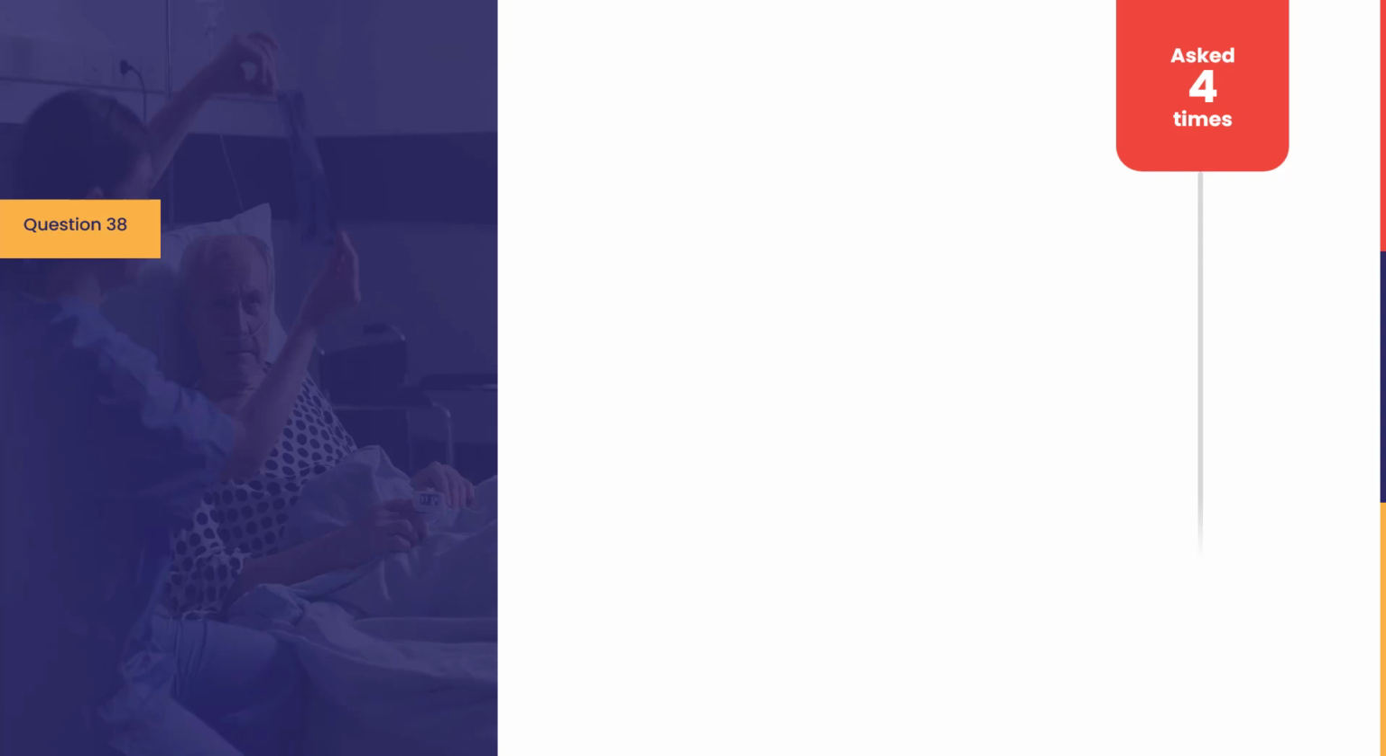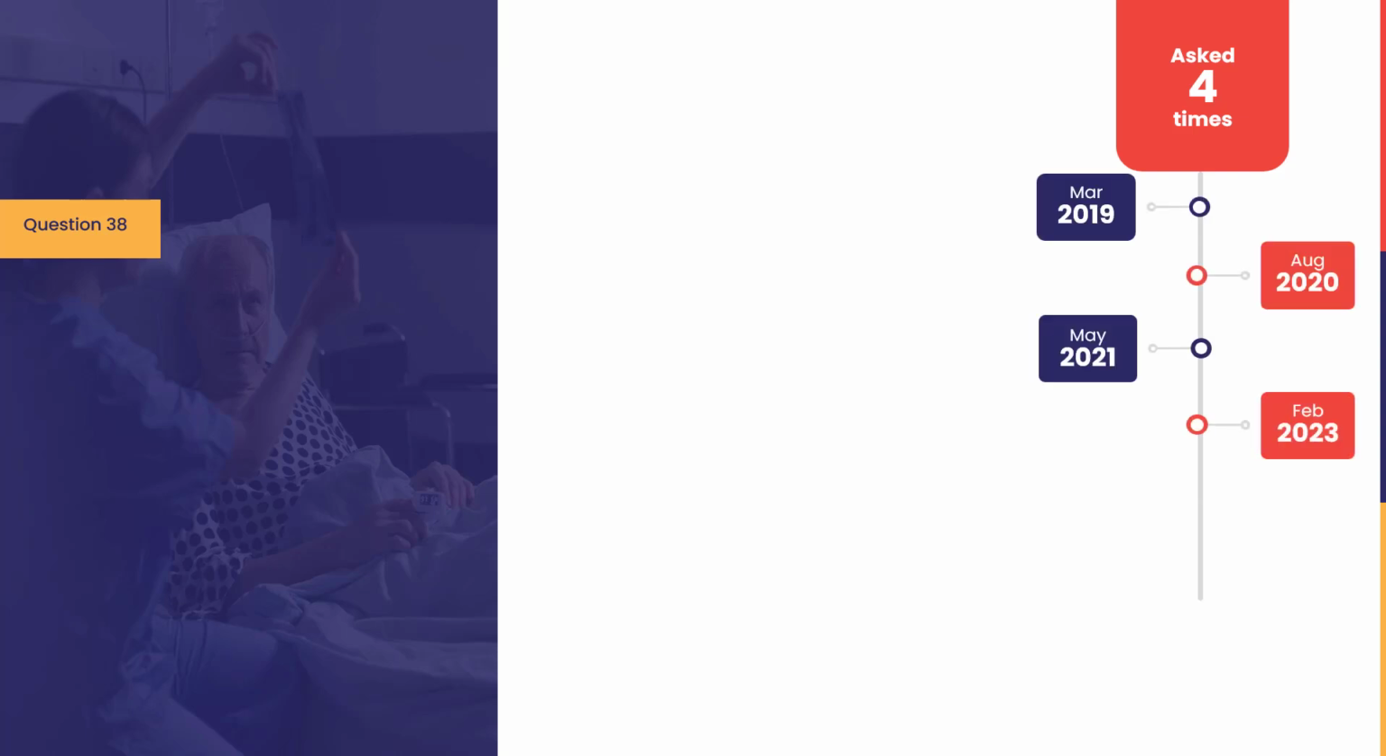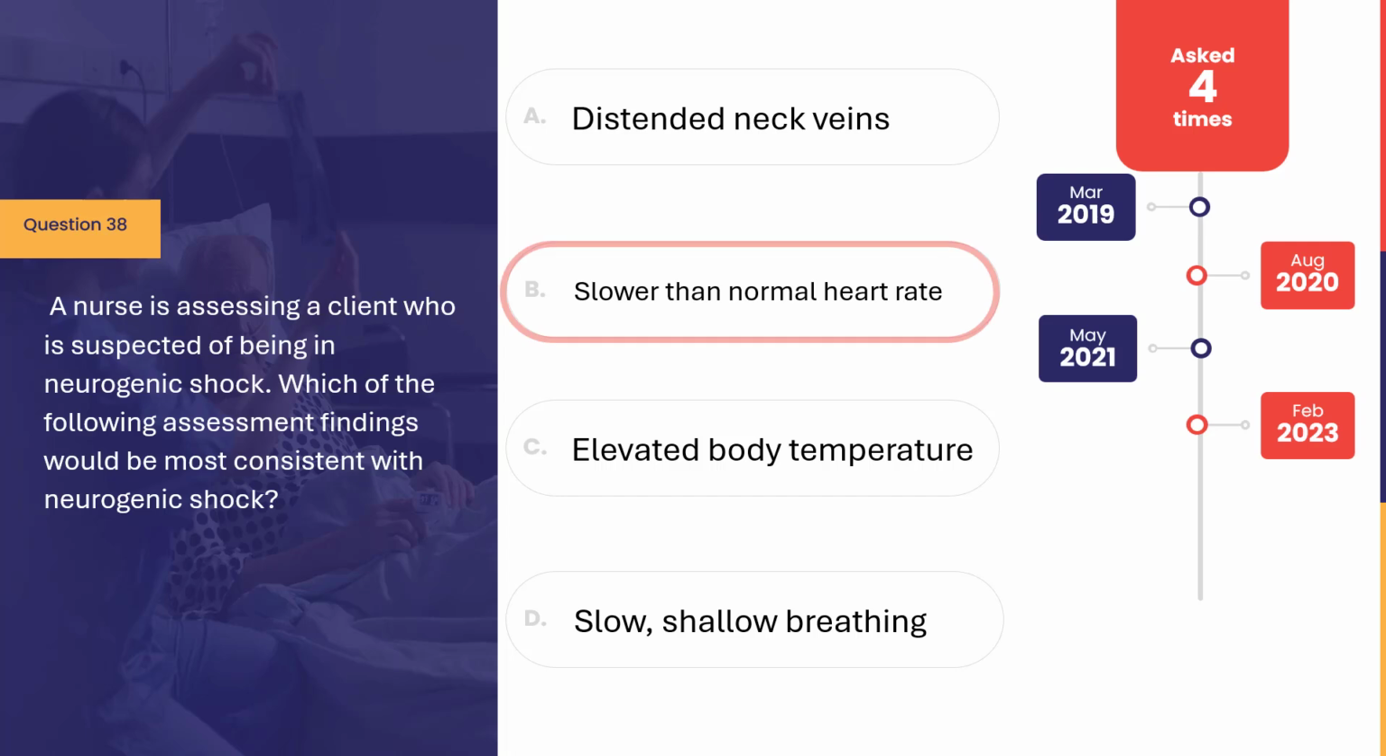This neurogenic shock question has been asked 4 times in the last 5 years, making it a moderately frequent question in exams. A nurse is assessing a client who is suspected of being in neurogenic shock. Which of the following assessment findings would be most consistent with neurogenic shock? A. Distended neck veins. B. Slower than normal heart rate. C. Elevated body temperature. D. Slow, shallow breathing. The correct answer is B. Slower than normal heart rate.